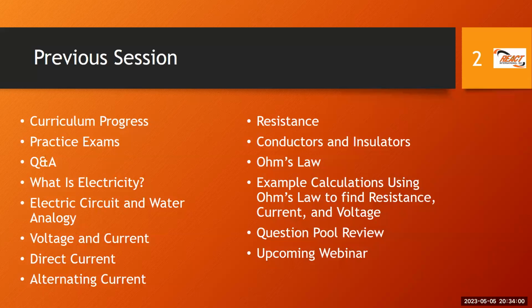During our previous session, we had a look at our curriculum progress. We had a look at the links to the practice exams again. We went through the question and answer session. We discussed what is electricity, the electric circuit and water analogy. We discussed voltage and current. We also discussed direct current, alternating current, resistance, conductors and insulators, Ohm's law. We had an example of the calculations using Ohm's law, resistance, and question pool review.